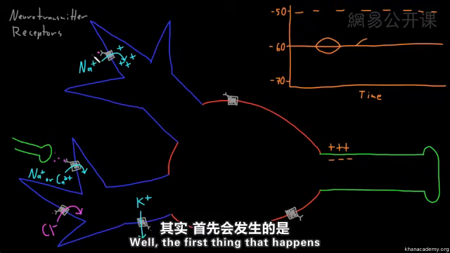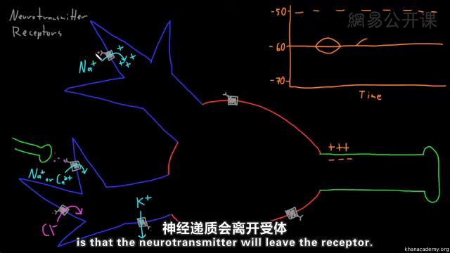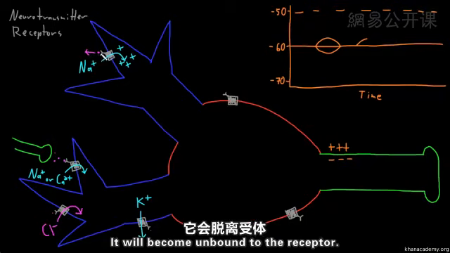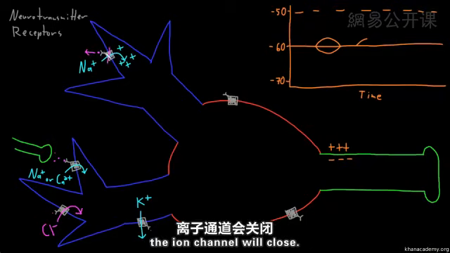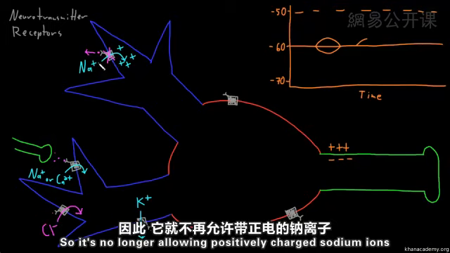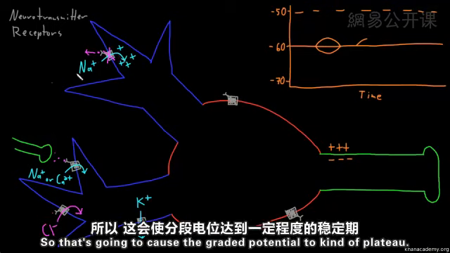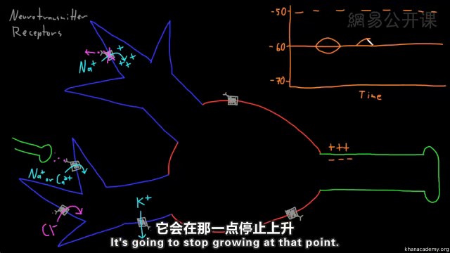Well, the first thing that happens is that the neurotransmitter will leave the receptor. It will become unbound to the receptor, and without neurotransmitter bound, the ion channel will close. So it's no longer allowing positively charged sodium ions to flow into the neuron. So that's going to cause the graded potential to kind of plateau. It's going to stop growing at that point.